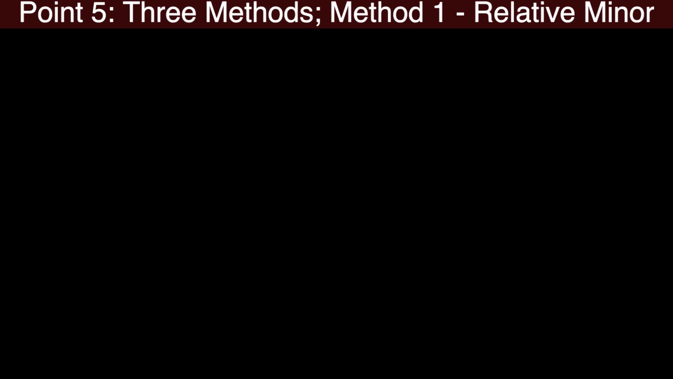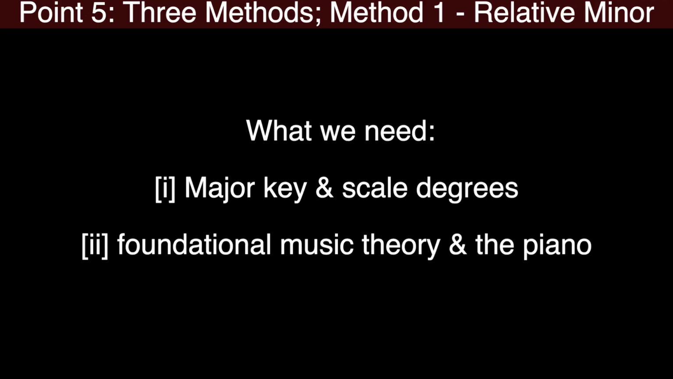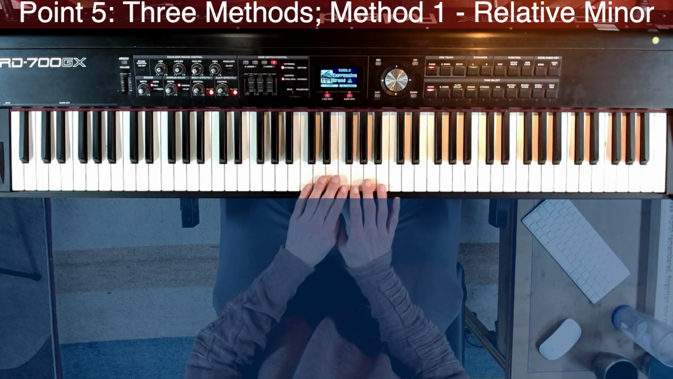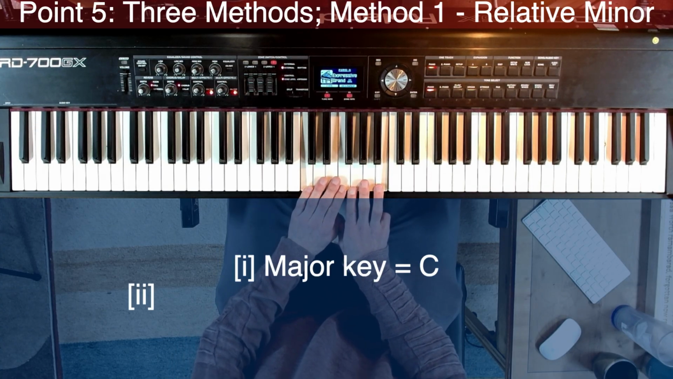Method 1, relative minor. What we need: a major key and its scale degrees. This is a relatively simple method that only requires foundational knowledge of music theory and the piano. We have both, so we'll start with this method. Let's create our natural minor using C major. We have our major key, C.